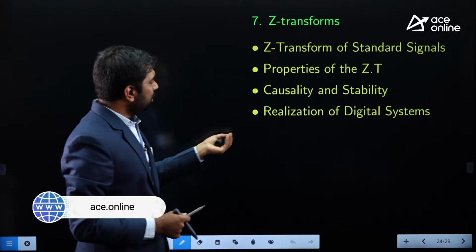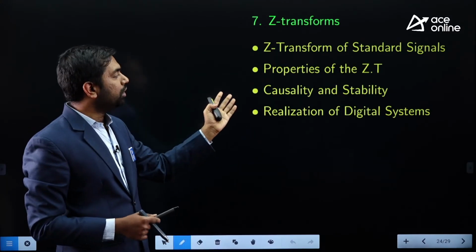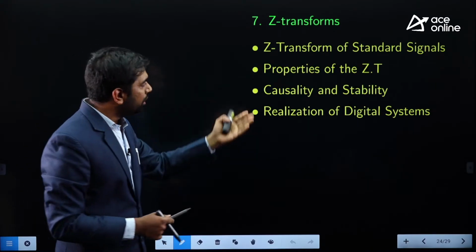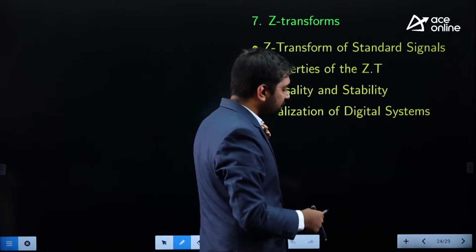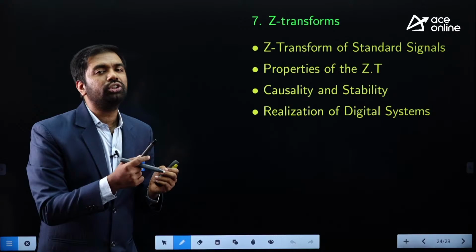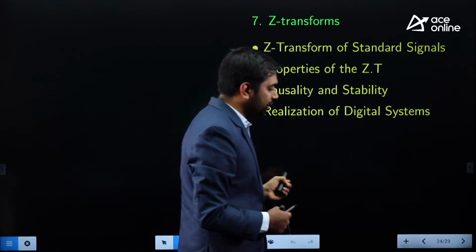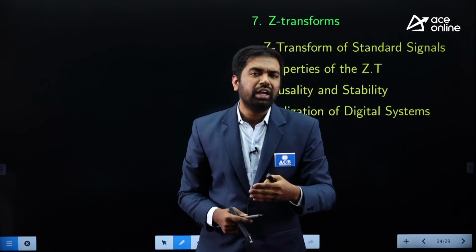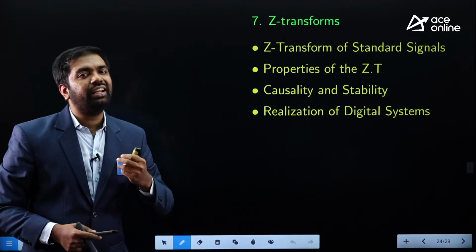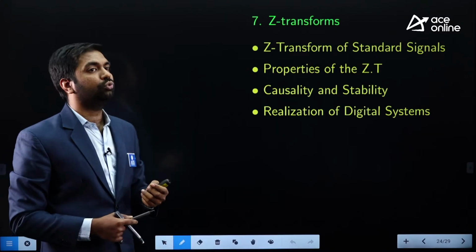Just like, from the transfer function for a continuous time system, just by looking at the poles and the R.O.C, you can decide about the causality and stability. Here also, for a discrete time signal, just by looking at the transfer function poles and R.O.C, you can comment on causality and stability. And after that, realization of digital systems, where we talk about the direct form 1, direct form 2, parallel and cascade structures. So this is what we have for Z transforms.